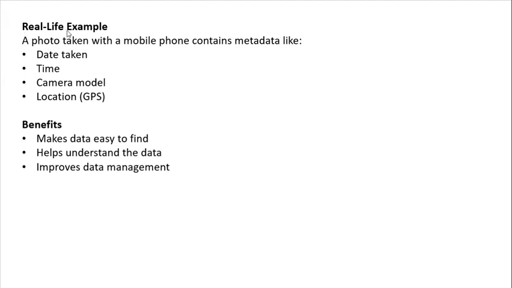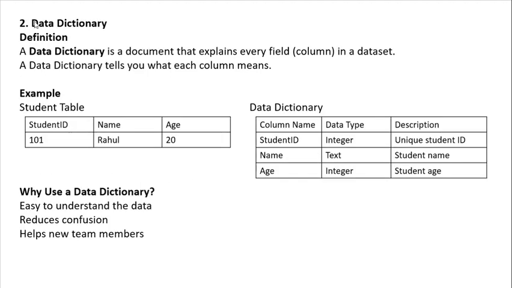In a real-life example, photos taken with mobile phones contain metadata like the date and time taken, the camera model, and the GPS location. The benefits are that it makes the data easy to find, helps us understand the data, and improves data management. Second is data dictionaries.